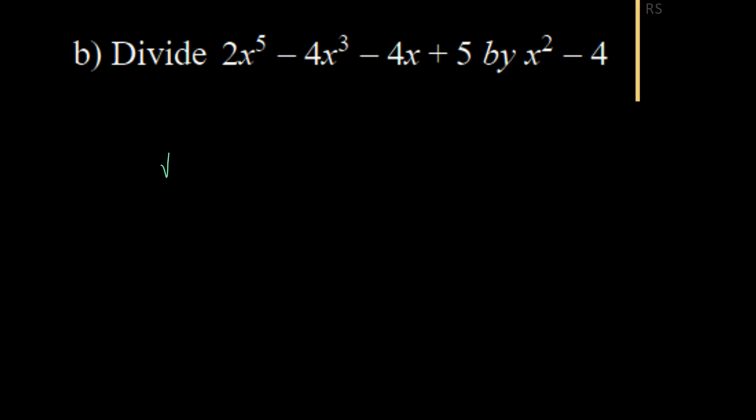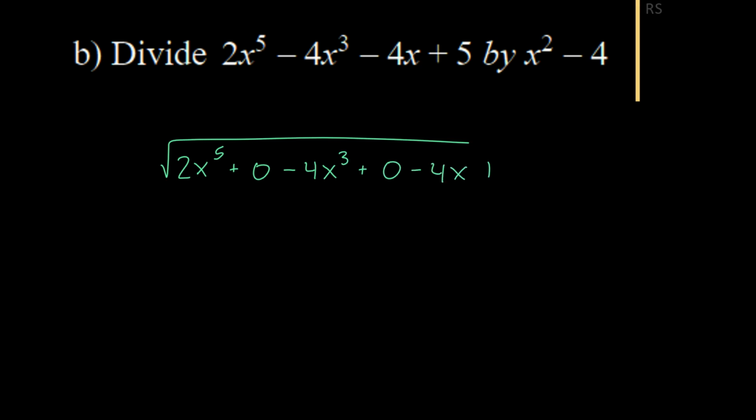So I create my division house. We have 2x to the 5th. I would highly recommend putting in zeros for your skipped terms again. So we skipped the x to the 4th power. So I put a 0 and then 4x cubed. I'm skipping the x squared. So I put in a 0 minus 4x plus 5.